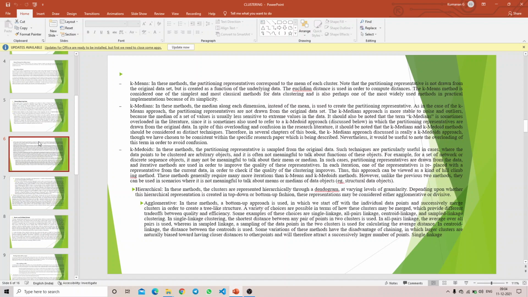K-medoids. In this method, the partitioning representative is sampled from the original data. Such techniques are particularly useful in cases where the data points to be clustered are arbitrary objects and it is often not meaningful to talk about a mean function of these objects. For example, for a set of network or discrete sequence objects, it may not be meaningful to talk about their mean or median.